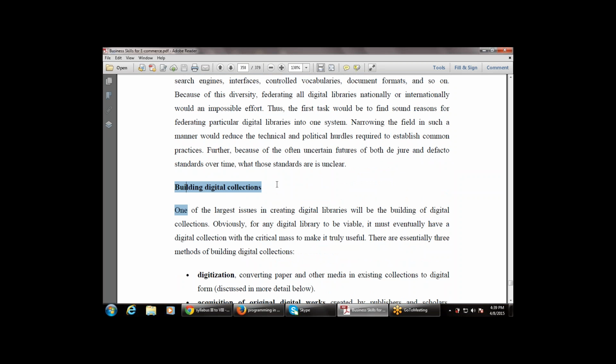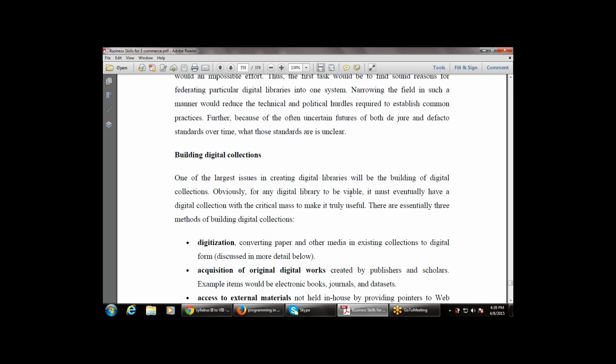Then next is building digital collection. That is also a major issue: how to collect the various information into a centralized location. One of the largest issues in creating a digital library is the building of the digital collection. Obviously, for any digital library to be viable, it must eventually have a digital collection with the critical mass to make it truly useful. There are essentially three methods of building digital collection.